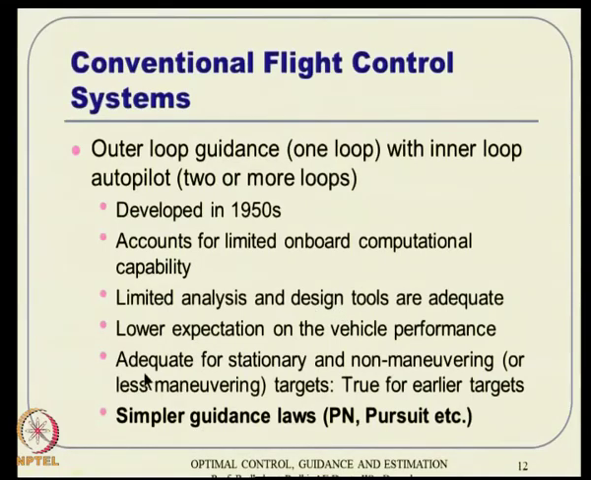Okay, then the next point is that it turns out to be typically adequate for stationary and non-maneuvering targets, or rather a little bit maneuvering, that means less maneuvering targets, it will also do the job, because the guidance law and control design gets several updates on the way. That's why it happens. And ultimately it results in simpler guidance laws. Typically this PN guidance, proportional navigation guidance like that, will result in that. Those are very simple to implement also.